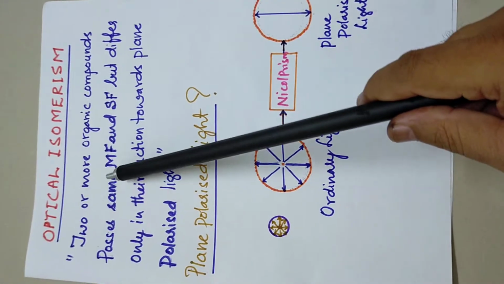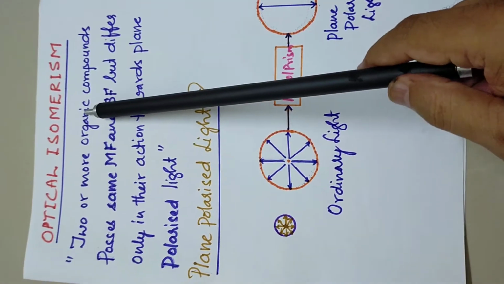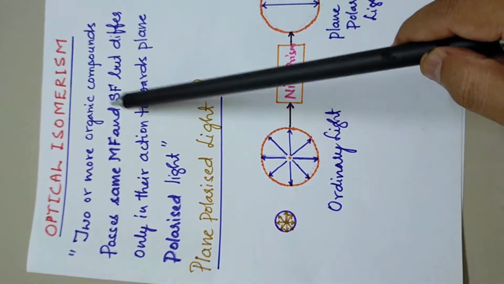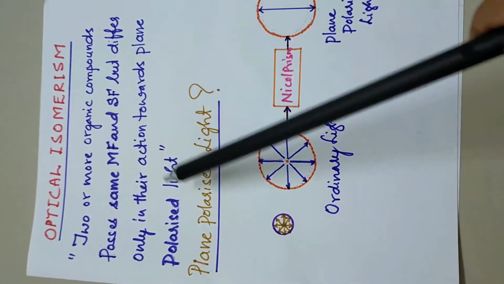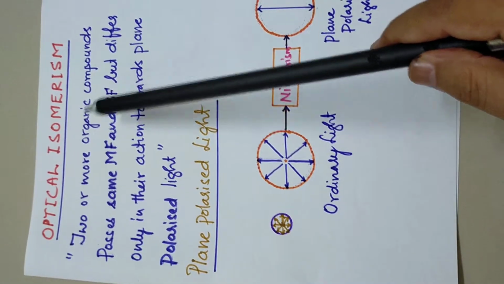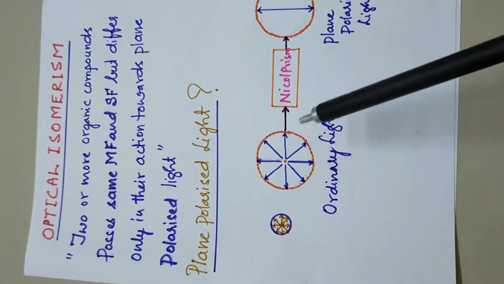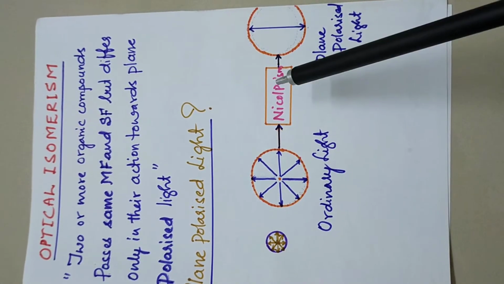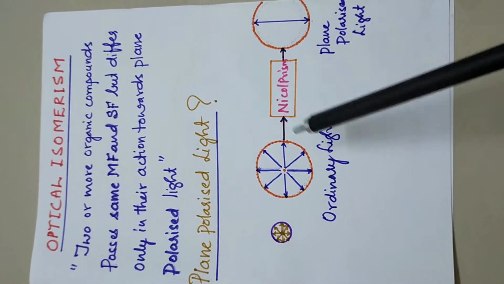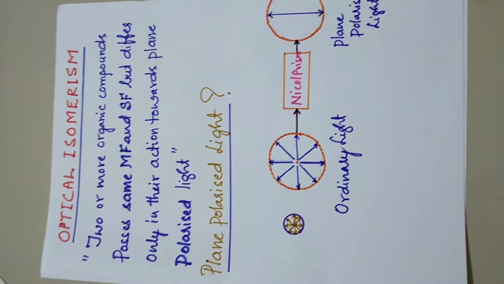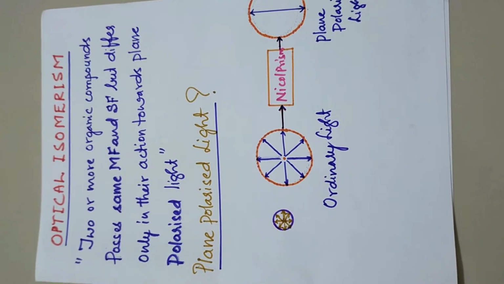And the molecular units: two or more organic compounds possess the same molecular formula and structural formula, but differ only in their action towards the plane polarized light. When such molecules act towards the ordinary light and the nicol prism, then it forms plane polarized light. I think you are clear about it. Once again, go through that one.